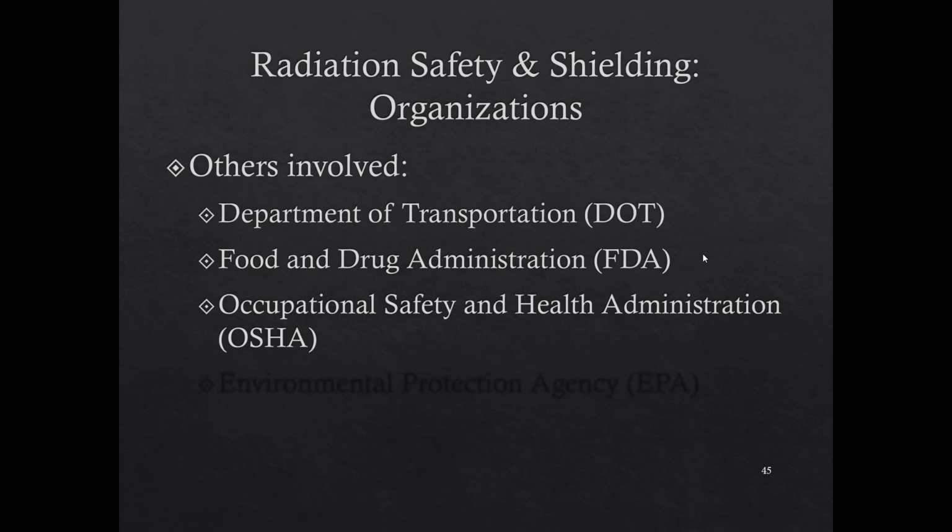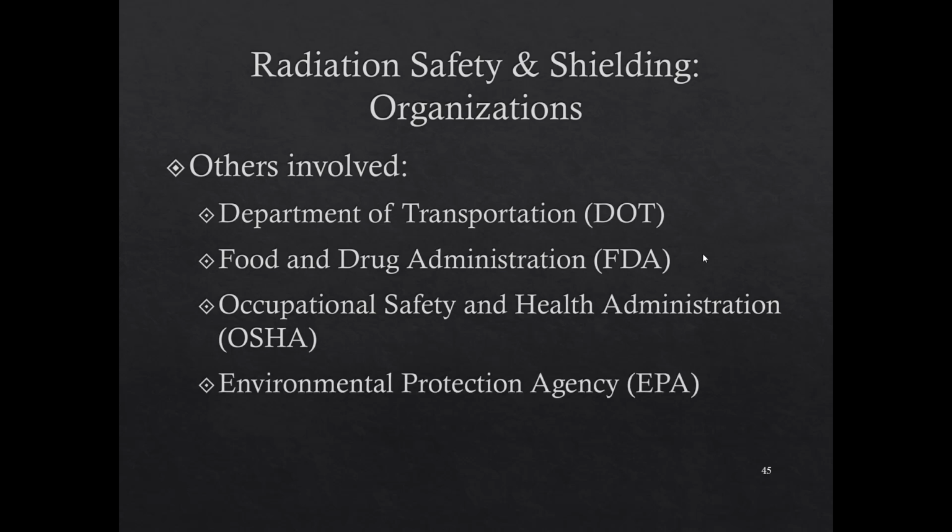Then you have OSHA, the Occupational Safety and Health Administration. This is the group that makes sure there's a safe and healthy work environment for employees. And you have, of course, the Environmental Protection Agency, the EPA, and they're mainly governing and making sure that radioactive materials don't seep into the water, for example, like drinking water.